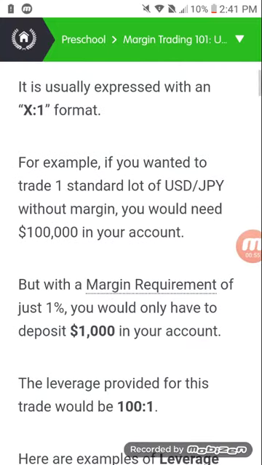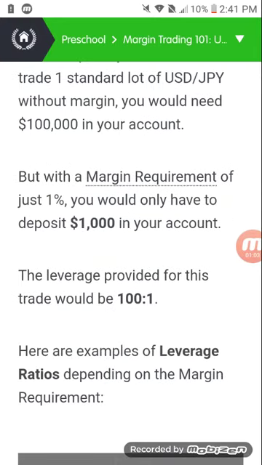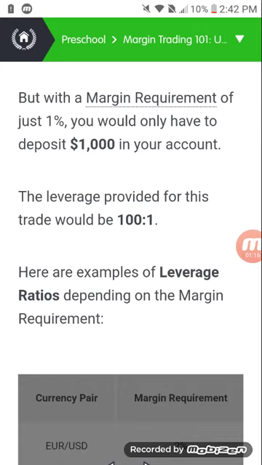For example, if you wanted to trade one standard lot of USD/JPY without margin, you would need $100,000 in your account. But with a margin requirement of just 1%, you will only have to deposit $1,000 into your account. The leverage provided through that trade will be about 100 to 1.